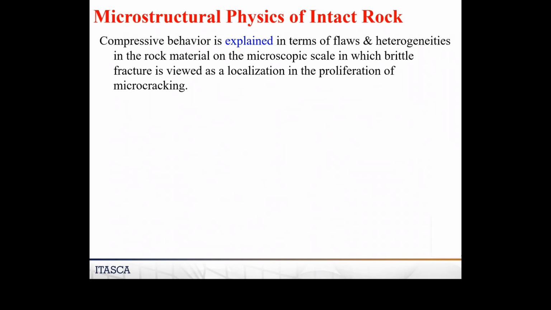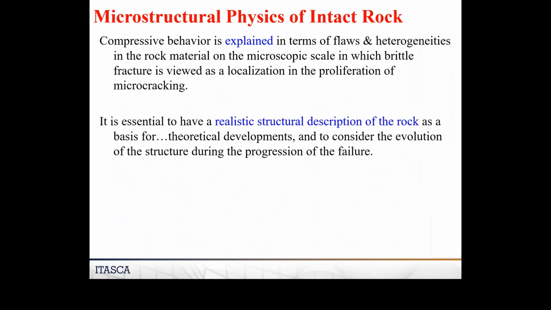If we want to explain what's causing it, we talk about how the rock starts out having flaws and heterogeneity on the micro scale. What we're doing then is getting more and more damage and eventually getting localization of this micro cracking. And if you want to do theoretical developments about better understanding these physics, it's important that you have some sort of a realistic structural description of the rock, either a theoretical structural description or a numerical structural description. And such a description has to consider that there is evolution.